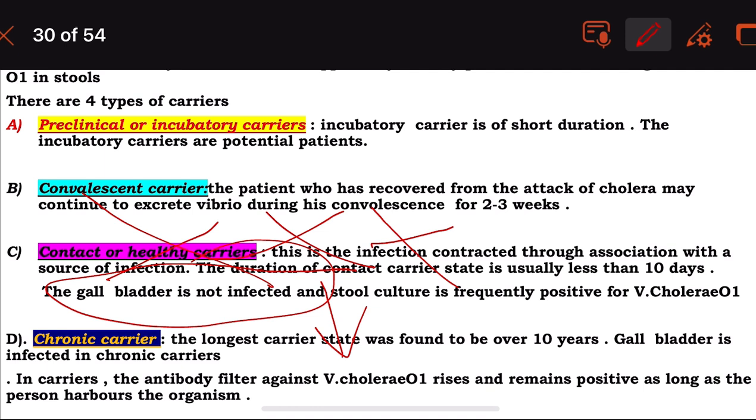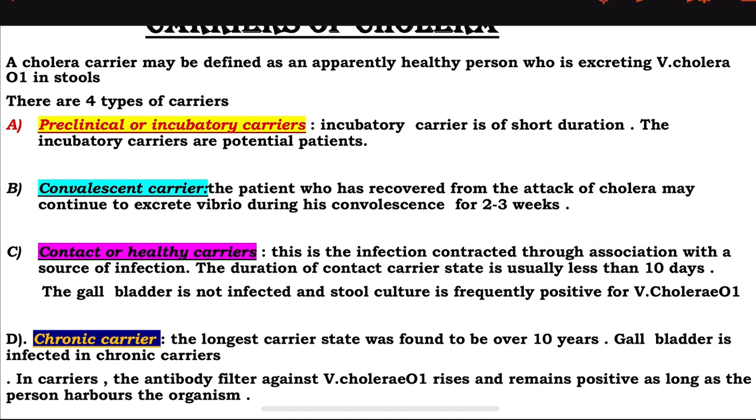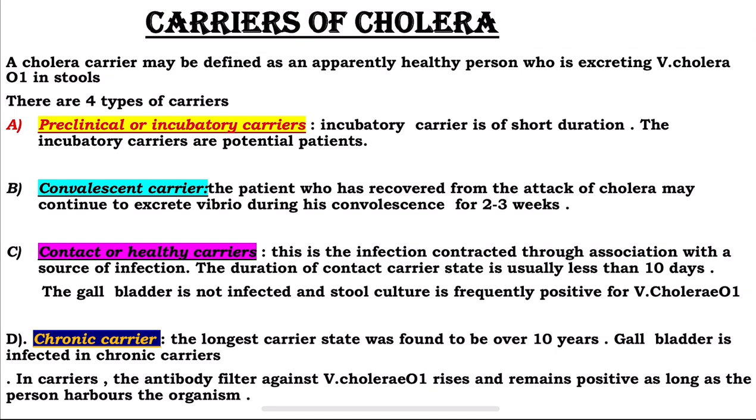In carriers, the antibody titer against Vibrio cholerae O1 rises. Obviously, the antibody titer against the Vibrio cholerae will be raised, and it remains positive as long as the person is harboring the organism in the body. So as long as the person is harboring the Vibrio cholerae in the body, the test will remain positive. Even if it is up to 10 years, it can still turn out to be positive as long as the organism is remaining in the body.